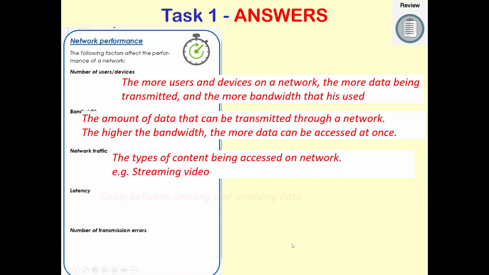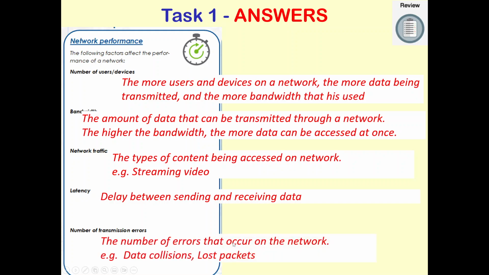Latency, the delay between sending and receiving data. And the number of errors going through the network, things like data collisions or lost packets. These are all things that affect the performance of the network. Also, things like the topology that was mentioned earlier and the transmission media as well.